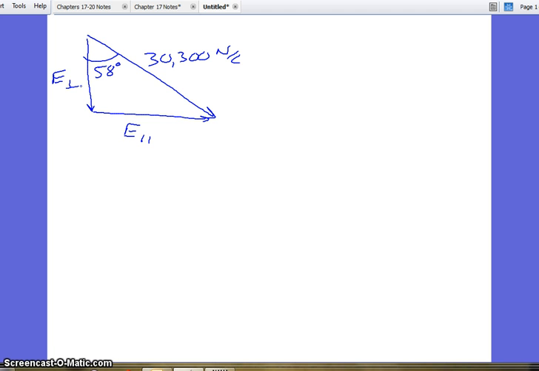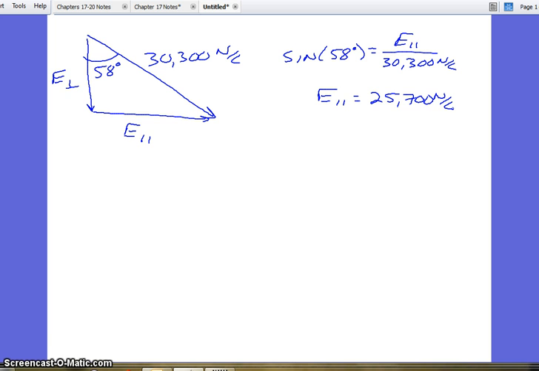Now to find the parallel and perpendicular component, we'll use our sine and cosine. Let's find the parallel first. So the parallel component is the opposite side, so that'll be sine. Sine is opposite over hypotenuse. And we get that the parallel component comes out to be 25,700 newtons per coulomb. And the direction is to the right, because this overall was down and to the right.